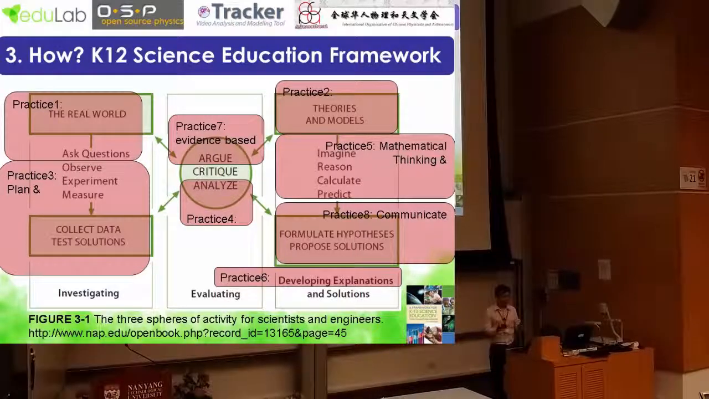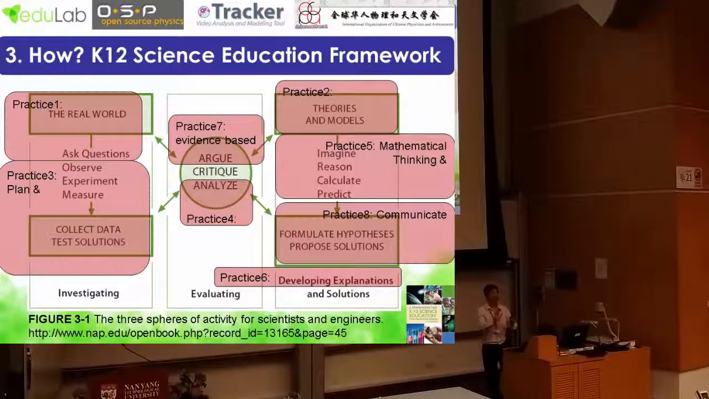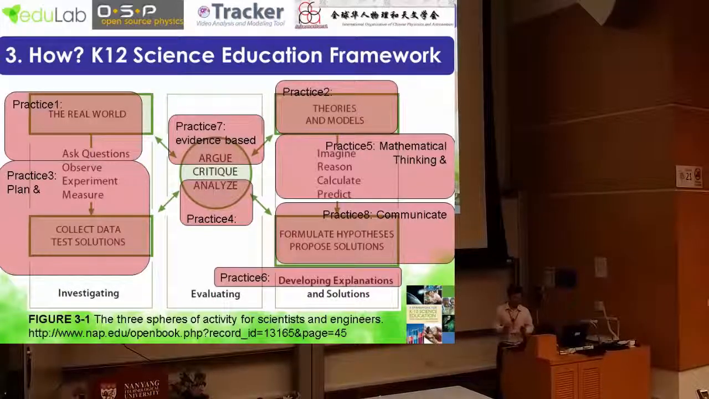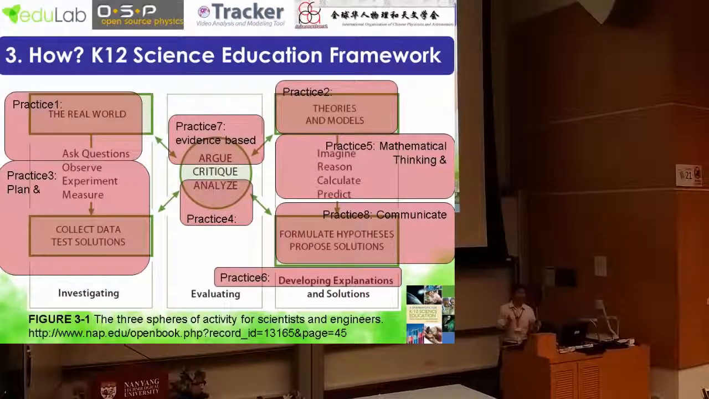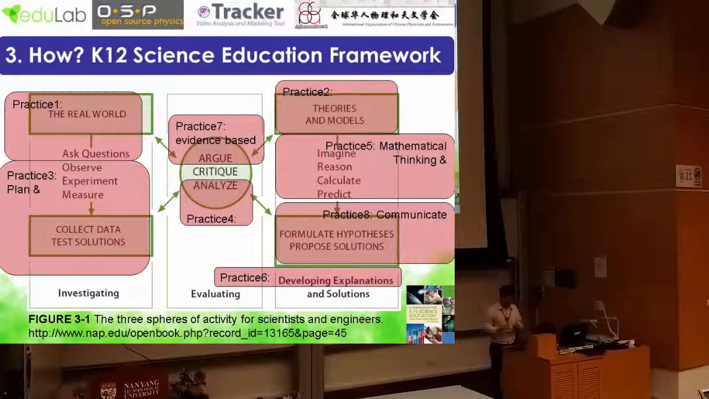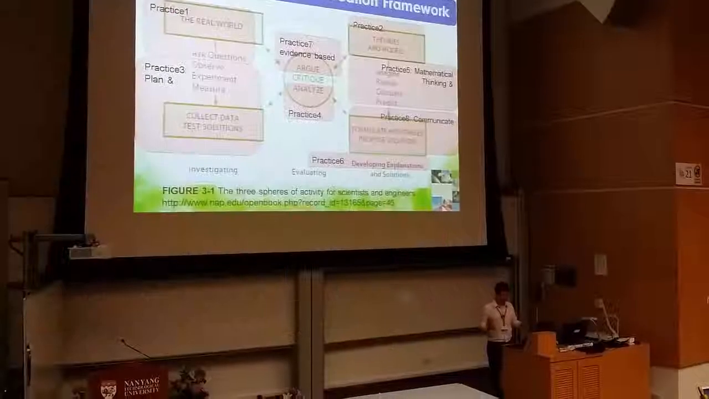Practice four talks about analyzing. Practice five, mathematical thinking. Mathematical and computational thinking is something new, so you should pay attention to that. Number six is developing explanations. Number seven, evidence-based arguments and discussions. And finally, communicating your solutions and hypotheses.